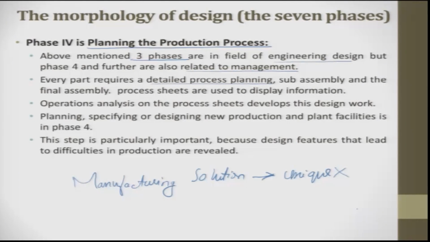Okay. So, that is what we say, every part requires a detailed process plan, and sub assemblies and the final assembly have to be given. There is a process sheet which will be developed for each individual product, and then there will be more information about what all changes have to happen to the part such that it becomes a product.